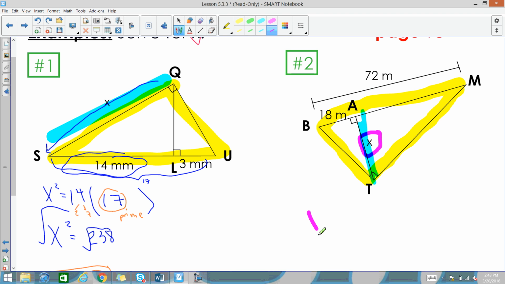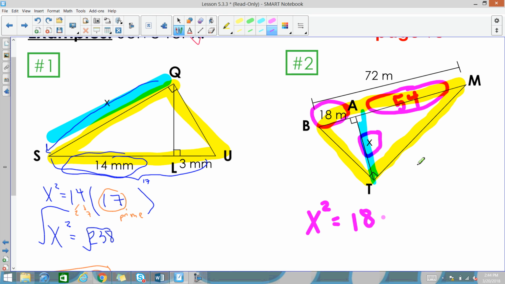So I'm going to start with x squared equals, now altitude's great because it's left times right. So it's going to be 18 times, now I don't know the right, but you do. Since the entire hypotenuse is 72, you're going to go 72 minus 18, which is 54.